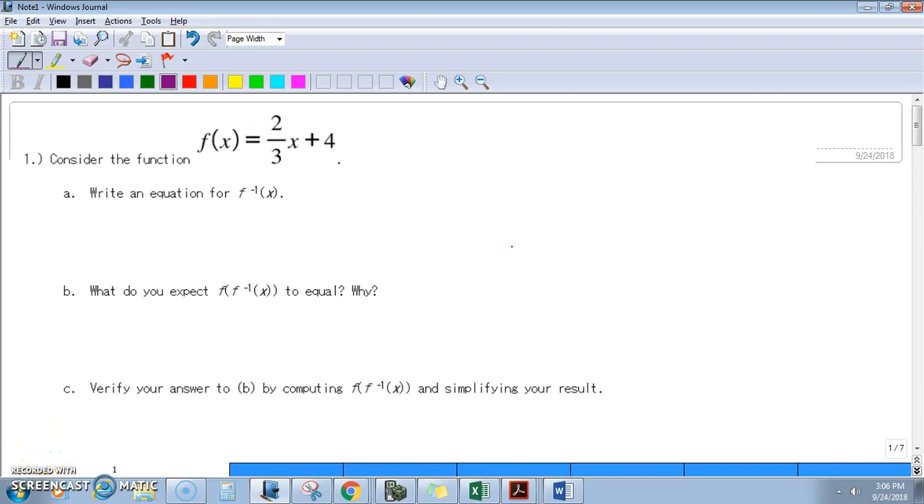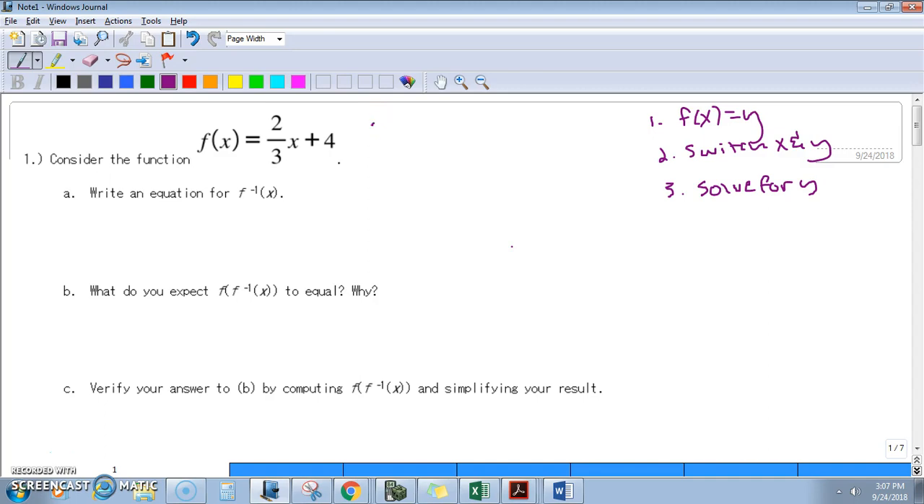Hey guys, so this is the first question on the test review, and it wants us to write an inverse. That f to the -1 means the inverse of f of x. So there are just 3 steps: change f of x to be y, switch x and y, and then solve for y.